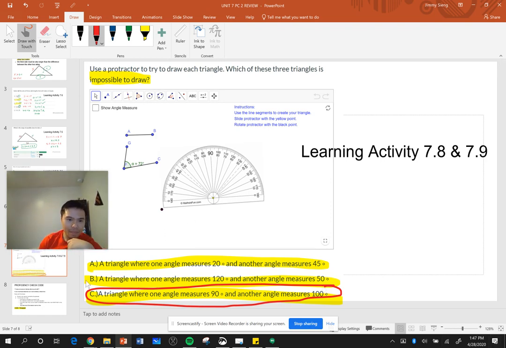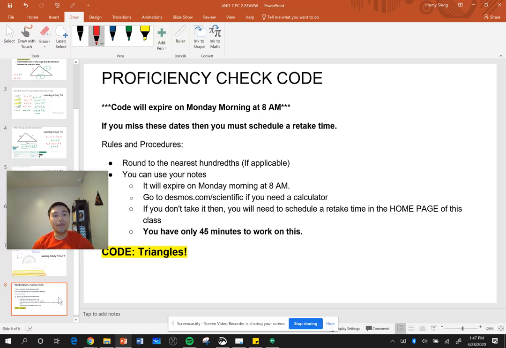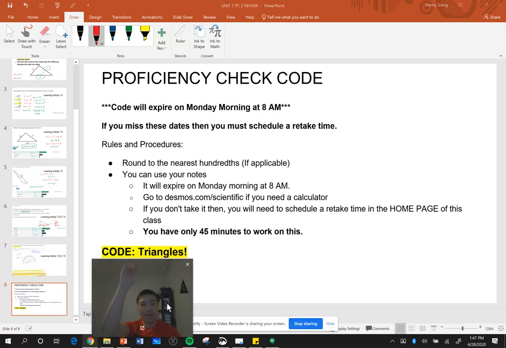That's fine. Okay, so go ahead and do the proficiency check. The code is just right up here. Your code is triangles, exclamation point. Before you start, the rules and procedures: you need to be able to do this right before Monday morning. I'm going to close the code and change it, and you won't be able to take it again, and you have to sign up for a retake to take it, all right? So again, I'm going to close this code at Monday morning at 8 a.m.